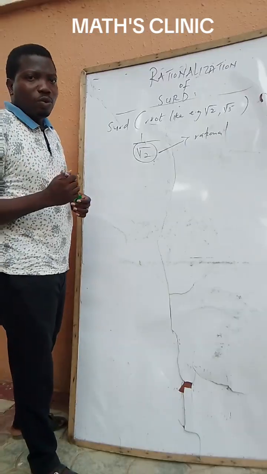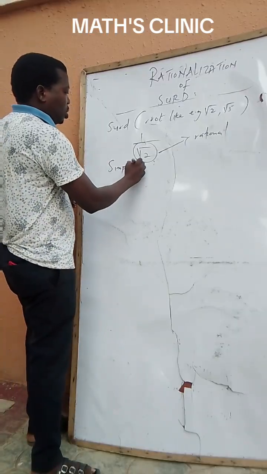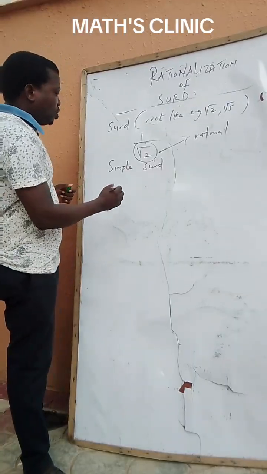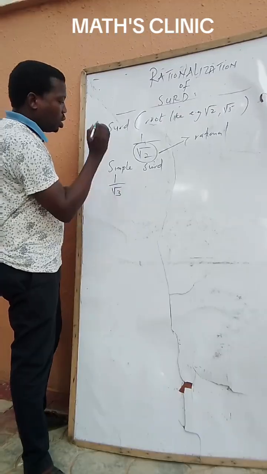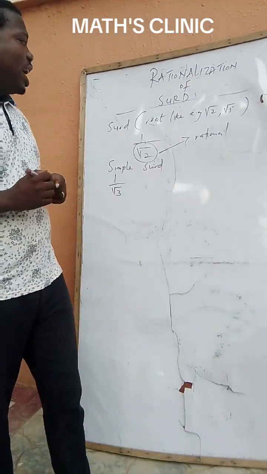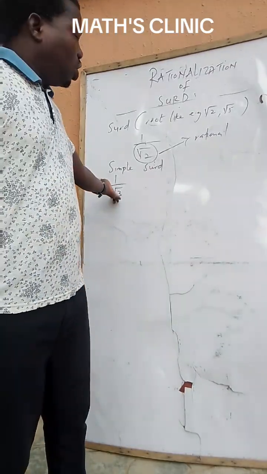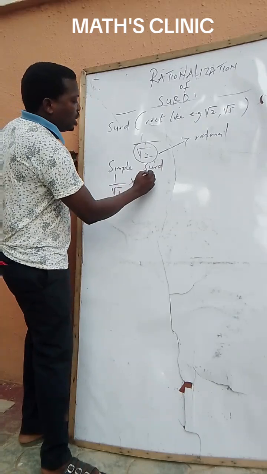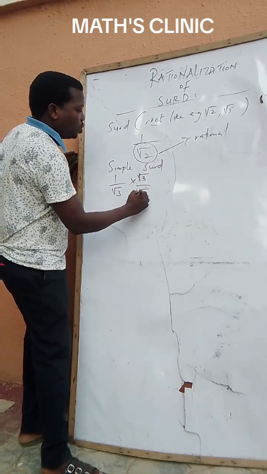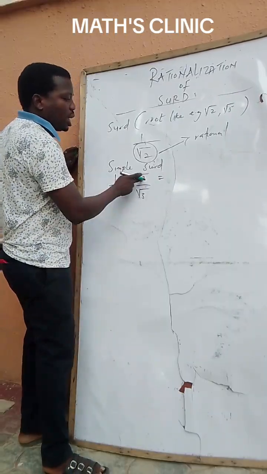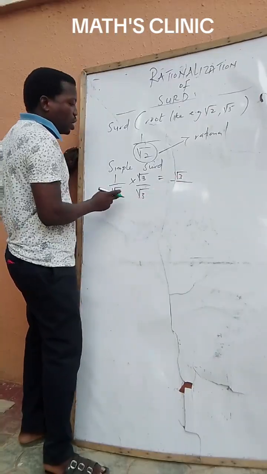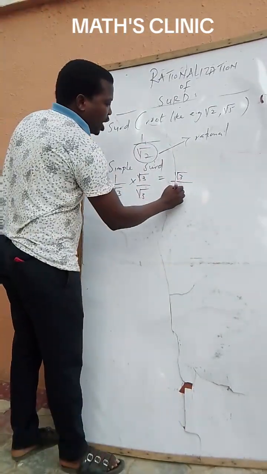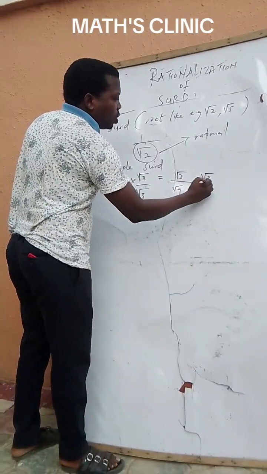Now, let's start with the simple surd. When we start with simple surd, let's say, for example, I said rationalize 1 over root 3. When you are rationalizing, you use the denominator that is in surd form to multiply both the numerator and the denominator. That's root 3 over root 3. And that will give us 1 times root 3 will give us root 3, all over root 3 times root 3 will give us root 9, which is 3. And that will give us root 3 over 3.